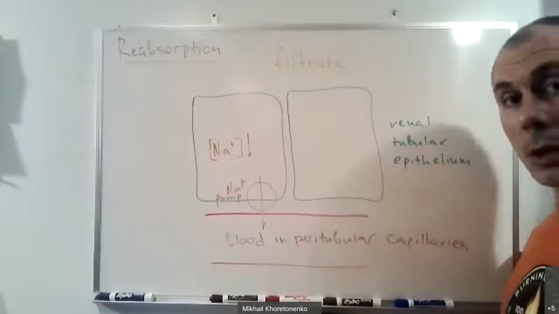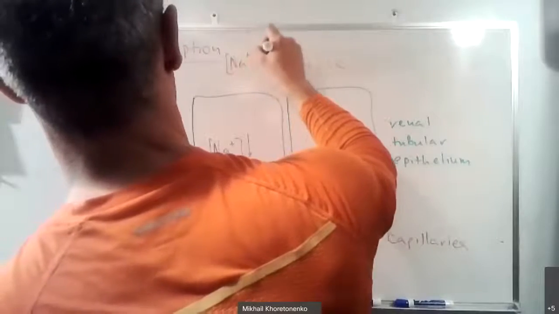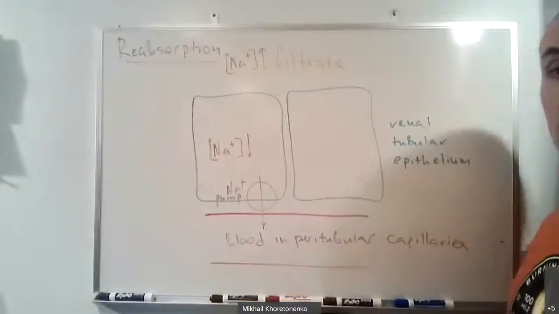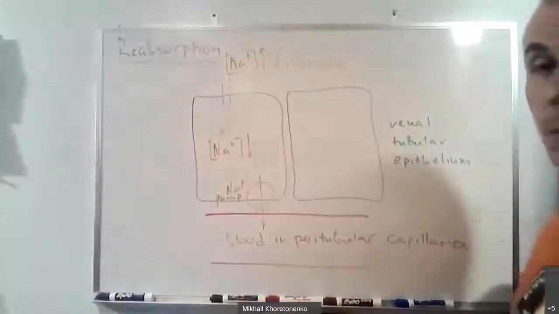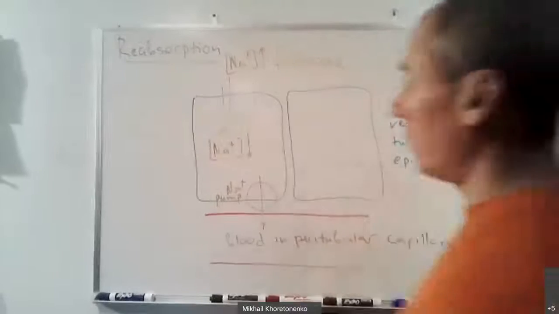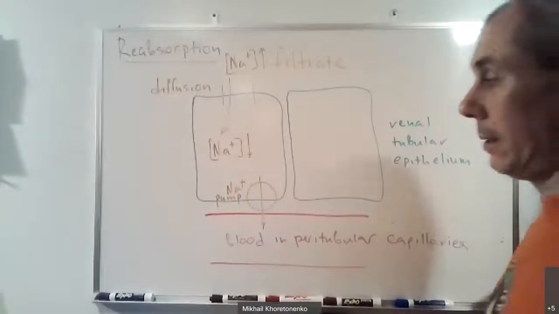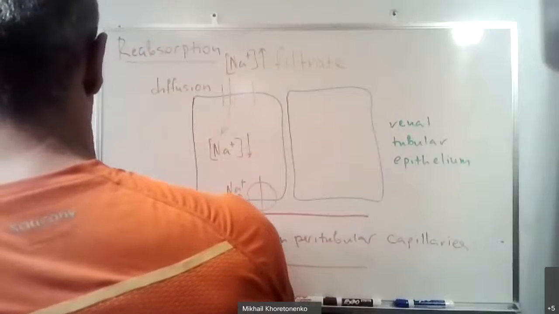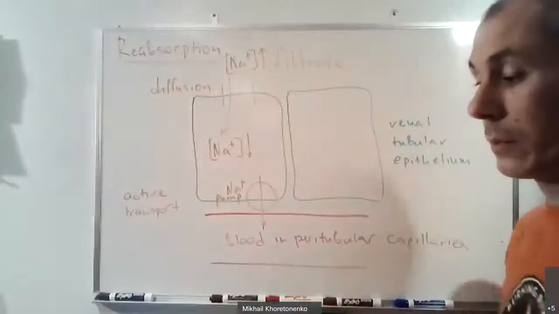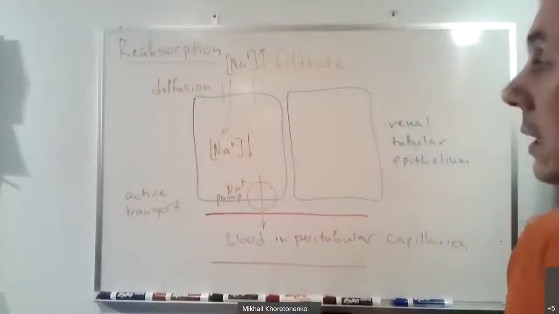Since sodium concentration in the renal epithelium is low, and it's lower than the sodium concentration in the filtrate, sodium is diffusing into the renal epithelial cells. So it's facilitated diffusion on the apical side and active transport on the basal side. Now, you may remember, it's very similar to the absorption in the intestine.